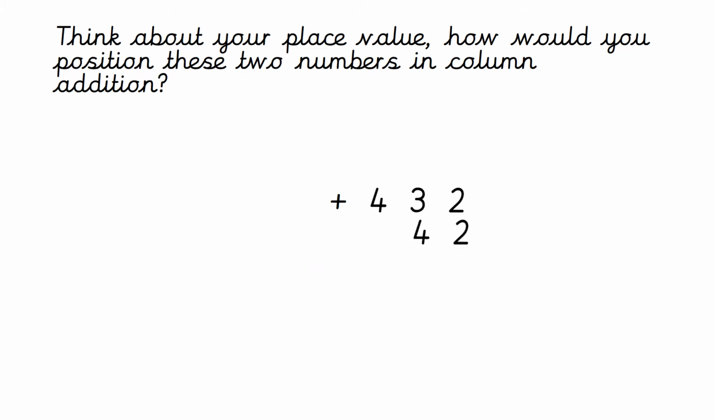So I would need to make sure that both of my ones columns were lined up. So my 2s need to be lined up. I would then move across to my tens column. I would need to make sure that they are also lined up. So in 42, my tens digit is 4. And in 432, my tens digit is 3. So they would need to be lined up. There's nothing underneath the 4 because in 42 I've got no hundreds.